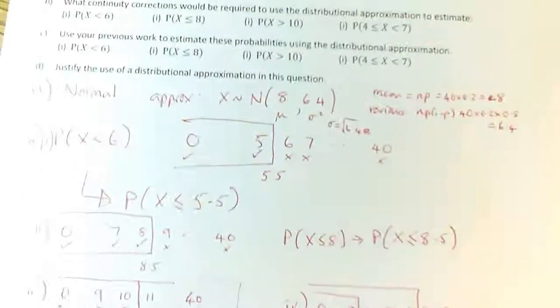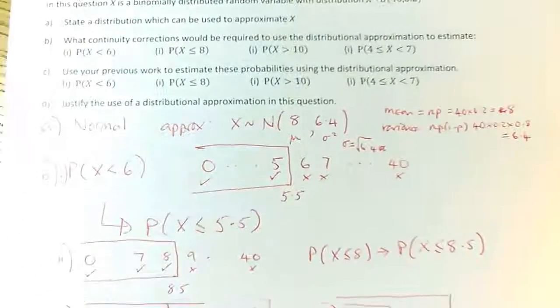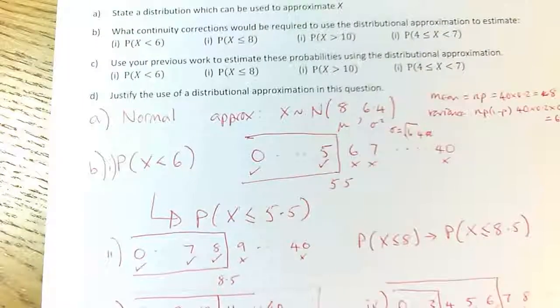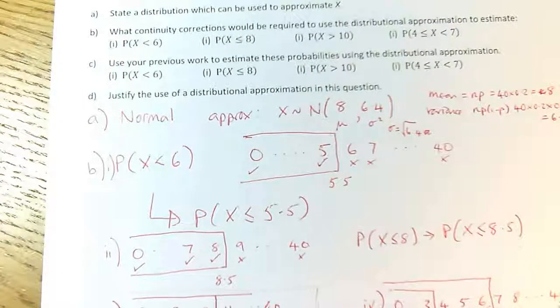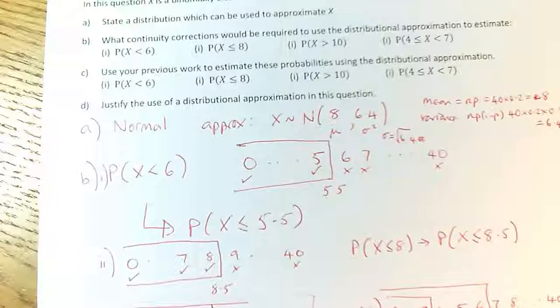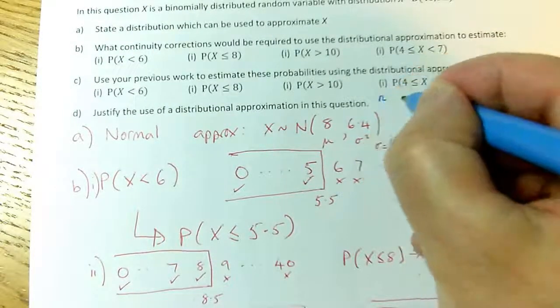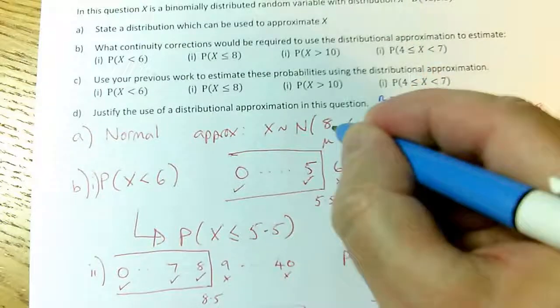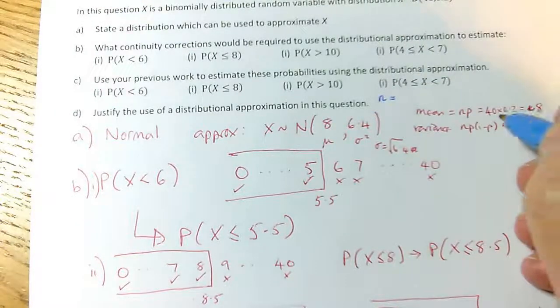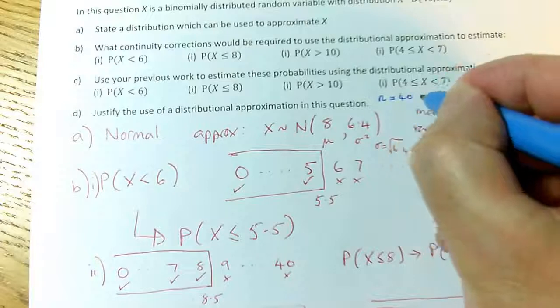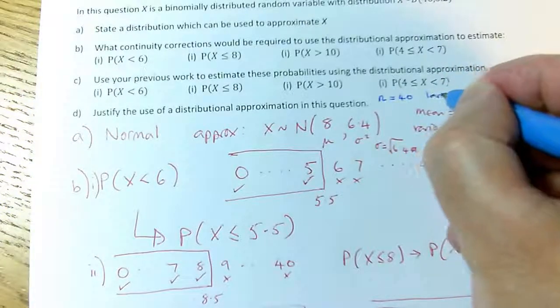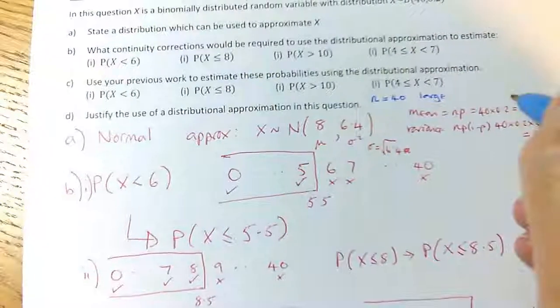And there's a further part of the question, because there's part D, justify the use of a distributional approximation in this question. Okay, so that's going back to the theory. We need to make a comment about n. Okay, what was n? Well, the n value we've been using is 40, so n equals 40. And that is large, okay? Anything more than about 30 counts as being large.